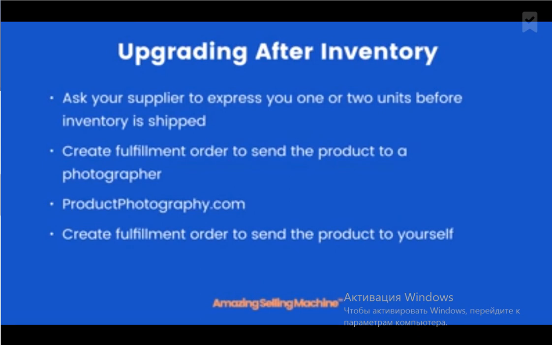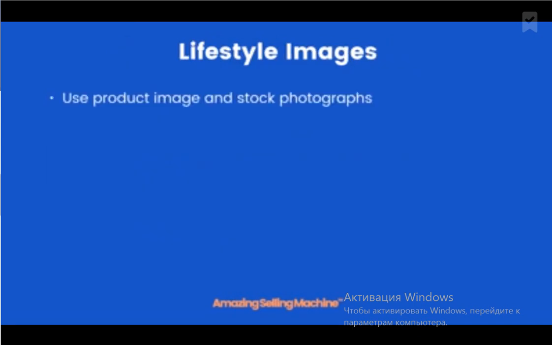Then take the best possible picture you can with either a camera or a smartphone, and then use Pixels.com to remove the background. Lifestyle images. So you can use the product image and stock photographs. There are numerous stock photograph sites online. Some are free and some charge. And essentially what you do is you use the stock photograph and add your product image to that photograph. Now, the easiest way to do this is find a designer to create the lifestyle images for you. In other words, to use the stock photograph and the product image.